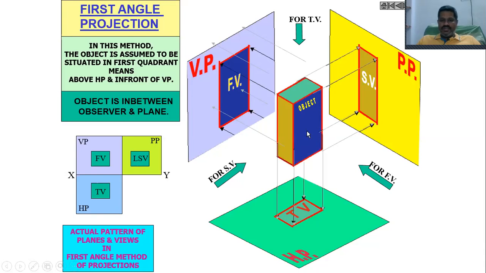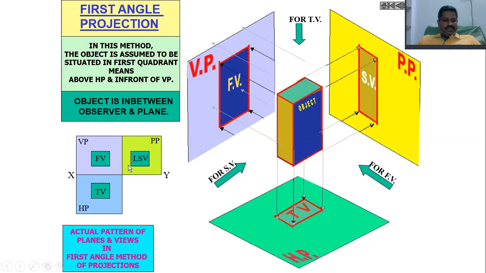So now you take one example object component here. When you see from the front side, the front view will come and be projected on the vertical plane like this. In the case of first angle projection, the component will be placed in the first quadrant. When you see the component from the front side, the front view will be projected onto the vertical plane, and the top view will be projected on the horizontal plane. Then the side view will be projected on the profile plane. So this we have already discussed in our last session.